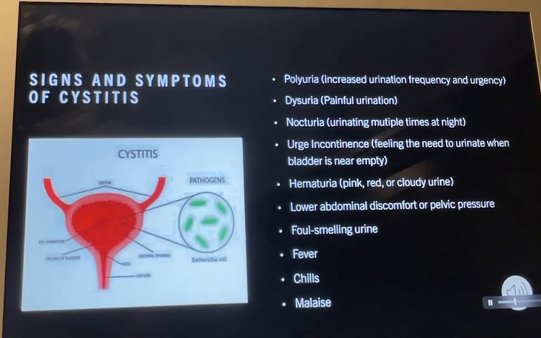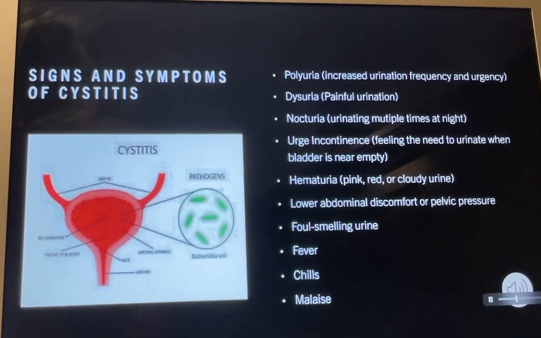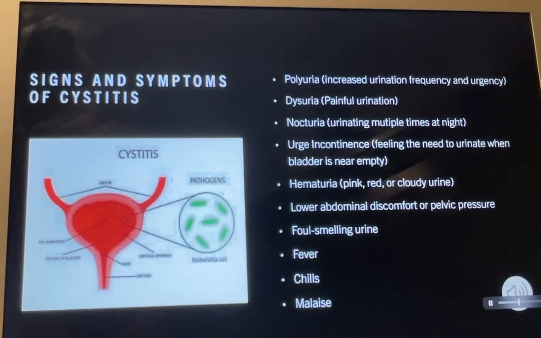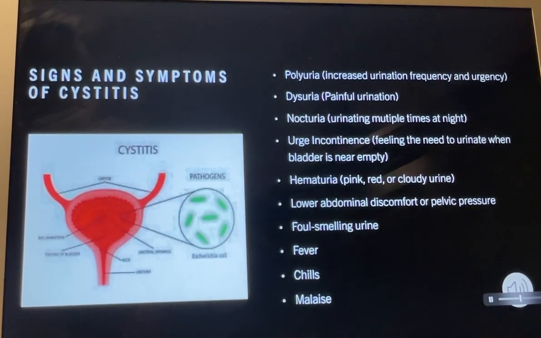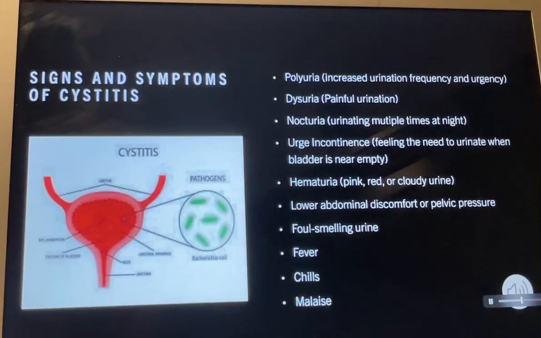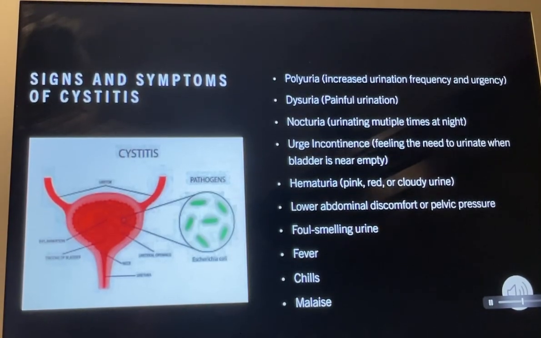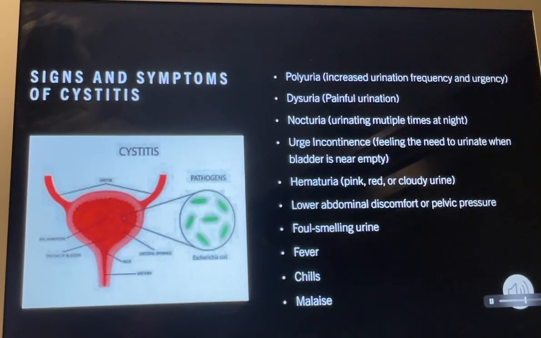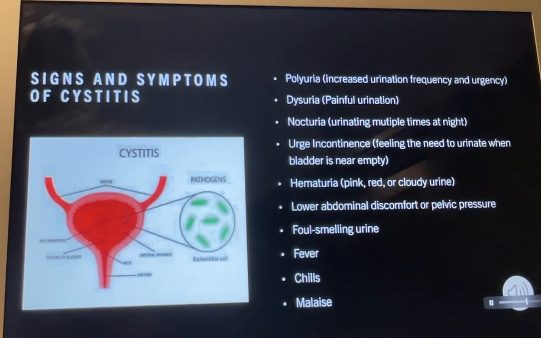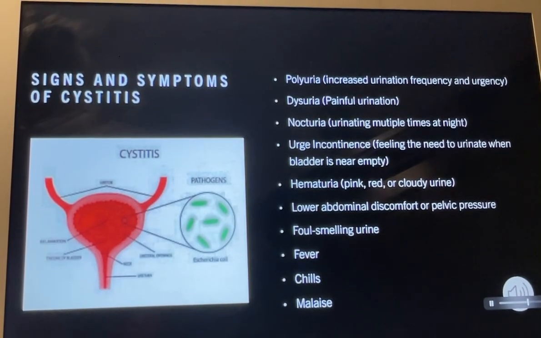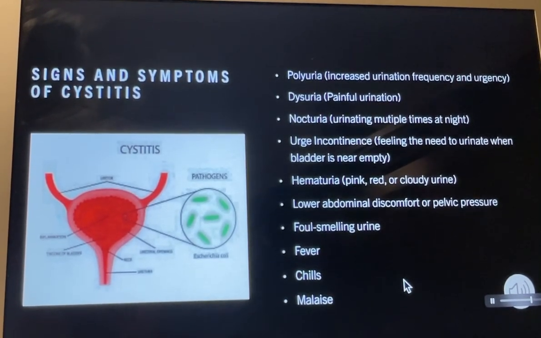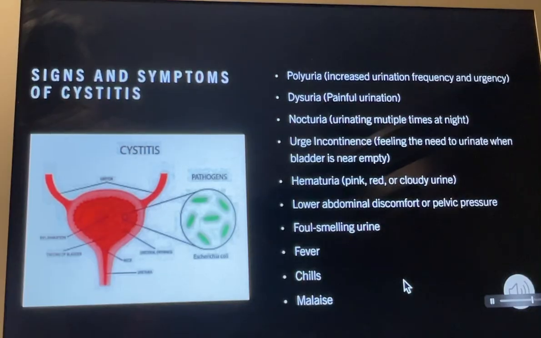In some cases, you might see hematuria, or blood in the urine. This can make urine look pink, red, or cloudy, and is always a sign to seek medical attention. Beyond that, people often experience discomfort or pressure in the lower abdomen or pelvis. It can feel like heaviness, cramping, or just achy pressure that is hard to ignore. In more severe cases, the urine might start to smell foul. That's because bacteria and white blood cells build up in the urinary tract, causing the odor.